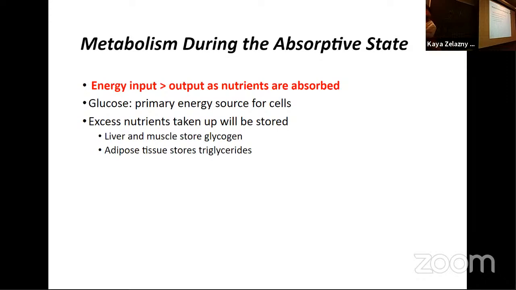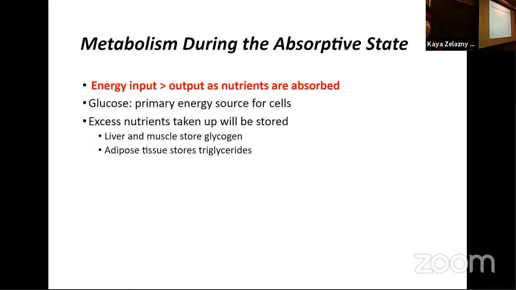During this time, glucose is going to be our primary energy source for our cells, because we have a bunch of glucose around. And any excess other nutrients are going to be stored for later. We're saving them up. So our liver and muscle cells are going to be storing glycogen, which we know is just a bunch of glucose molecules bound together.